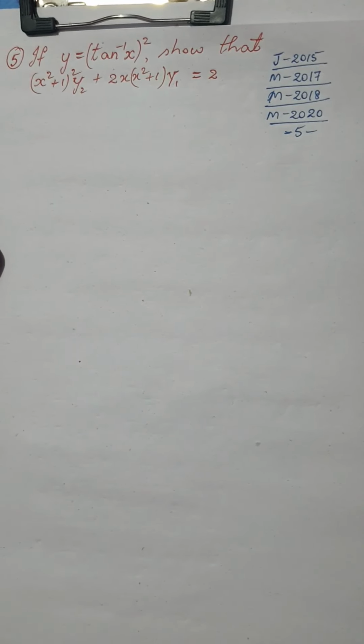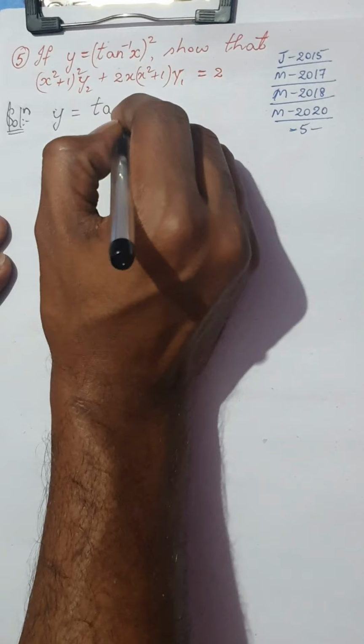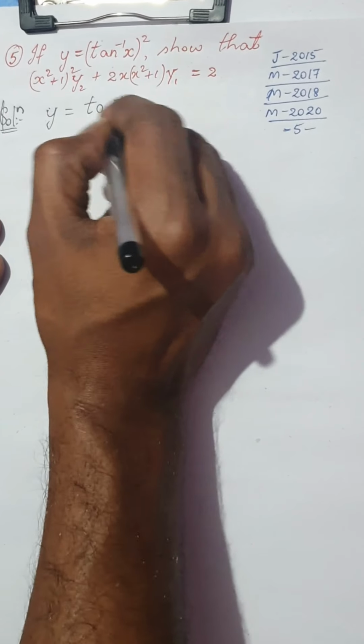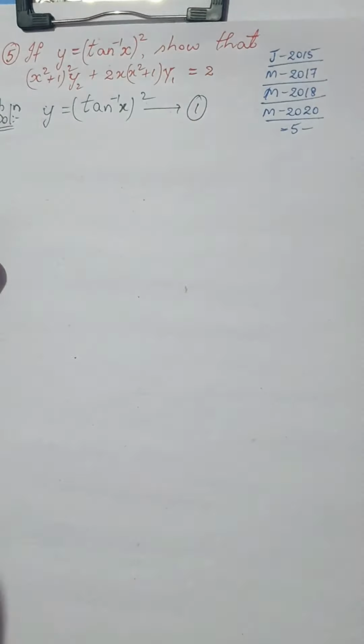Are you ready? Let's start off. So I have y is equal to tan inverse x whole square. So take it as equation 1.